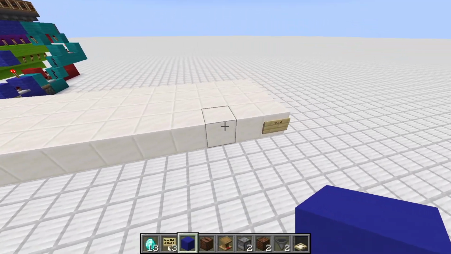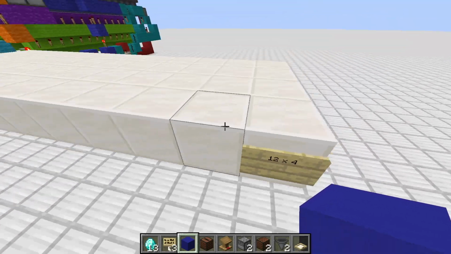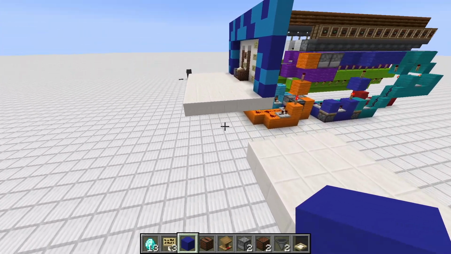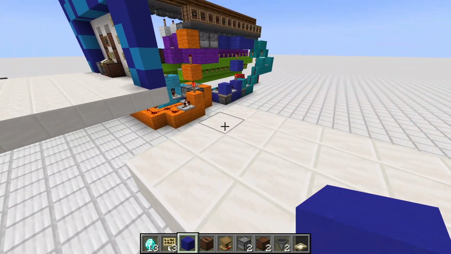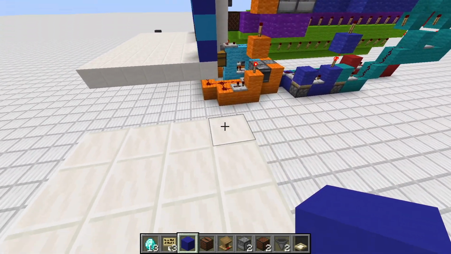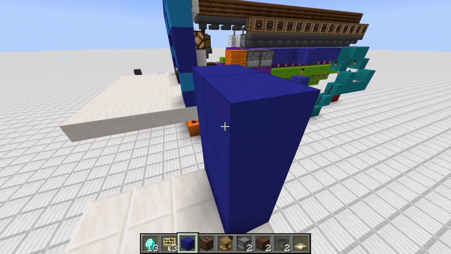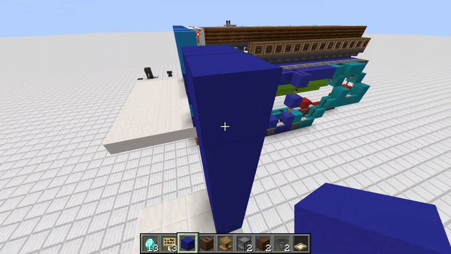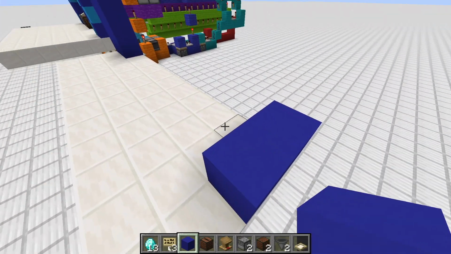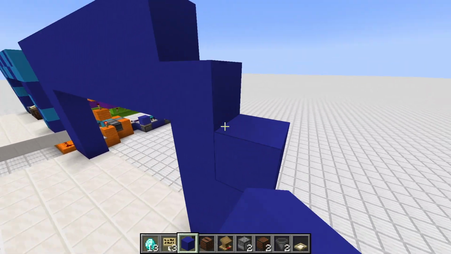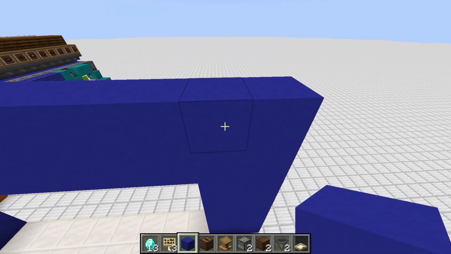So for the block by block tutorial, we will start with a 12 by 4 platform that should look like that. You can of course extend it in that direction as far as you want, but it's not really necessary. And we're gonna start here at the corner with a 2 by 2 white column, and then a 2 white beam, and here another 2 white column at the other side. It should look like that finally.